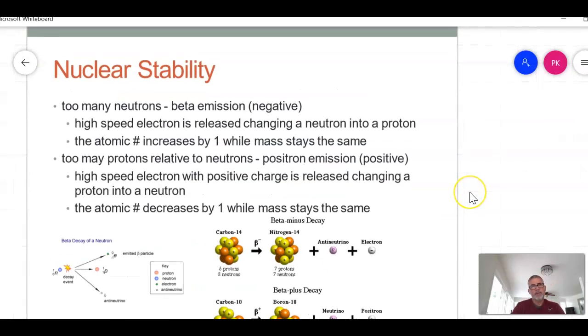So nuclear stability, you can read over these. Too many neutrons, right? I might want to make a neutron into a proton so you can have beta emission. So make sure you know which way the protons go. So if I have beta emission, the protons go up, but the mass stays the same. So if I have too many protons in relation to neutrons, I need more neutrons for stability, right? I might get positron emission. I could get neutron emission as well, but positron emission, the proton number will go down while the mass stays the same.